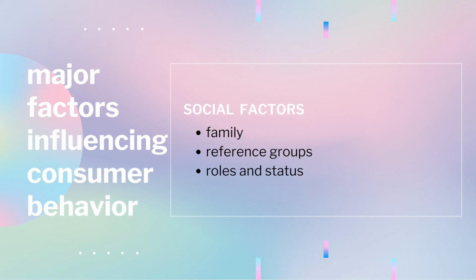Okay, so now let's go to the social factors. We have the family, the reference groups, and roles and status. We know that we as humans are social beings, and we live around many people who influence our buying behavior. And we can deny it, but some of us actually try to imitate other humans, and we also wish to be socially accepted in the society.